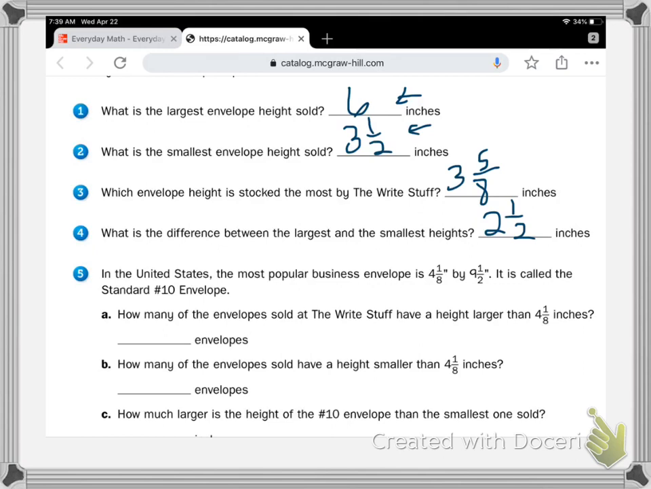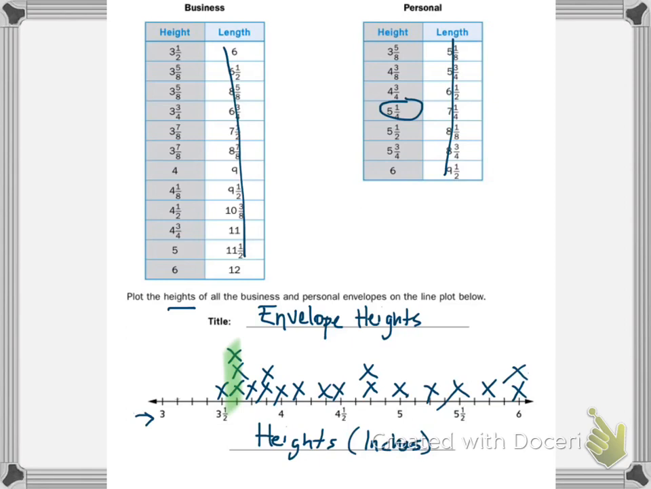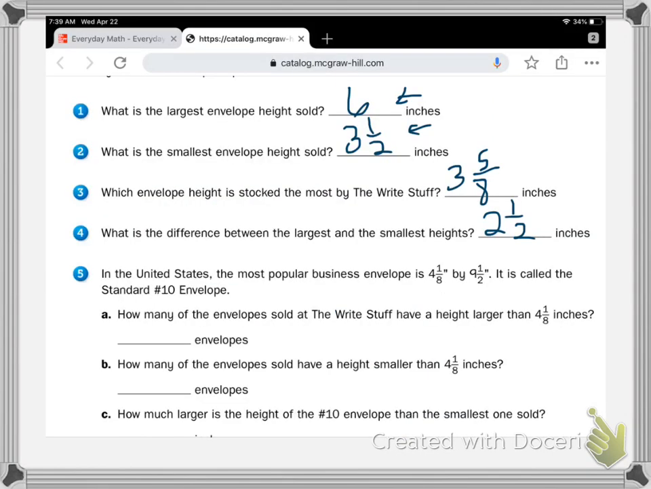Number 5, 5A, you had to answer how many of the envelopes sold at the Right Stuff have a height larger than 4 1/8 inches. So you look back here, you needed to find where 4 1/8 was, which is right here. I'll do it in a different color. 4 1/8, which is right there. How many of them are larger than that? Well, you simply take your pencil and count all the X's that are larger. 1, 2, 3, 4, 5, 6, 7, 8, 9, 10. There are 10.